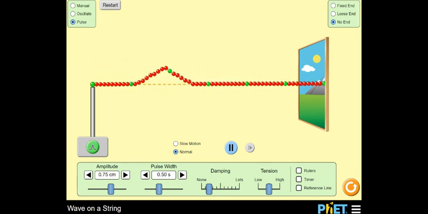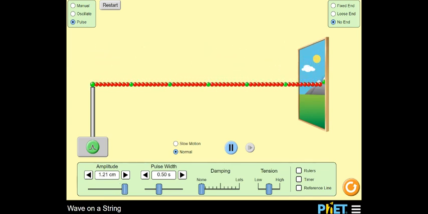You may notice that as the pulse is traveling to the right, the amplitude is slowly decreasing. That's because there's some dampening. So we're going to reduce the dampening and have it down to none. You may notice that the shape of the wave is still the same and it's traveling at the same speed. Now I could change the amplitude of that wave, make it a bit bigger.